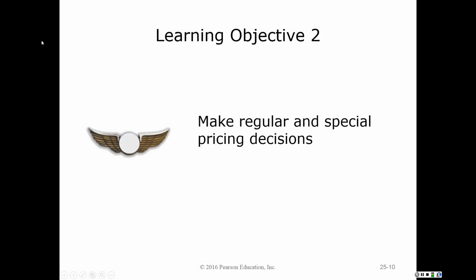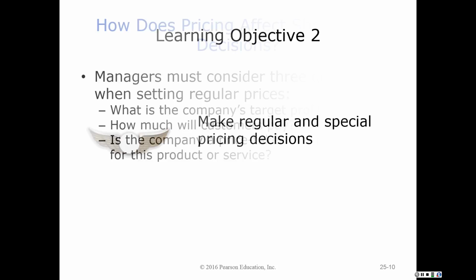Learning Objective 2 walks us through the process of making regular pricing decisions for our products using a target cost approach and a cost plus approach. And then we will look at how we can consider pricing for our product in a special pricing decision.